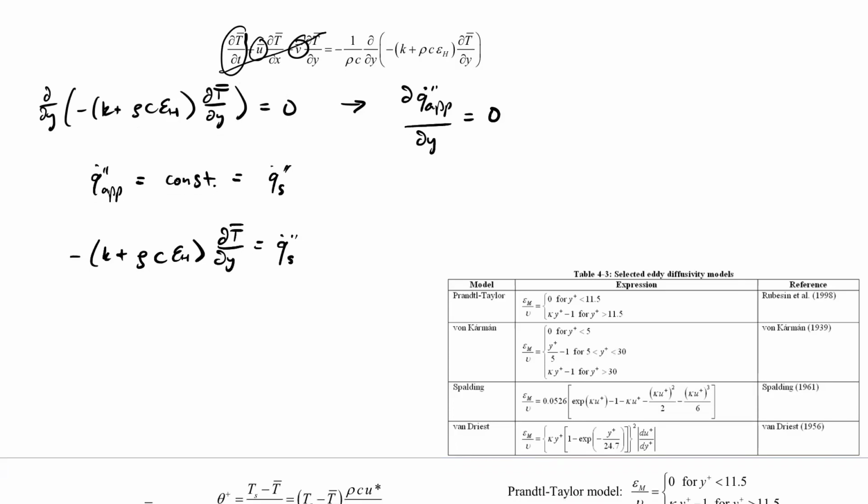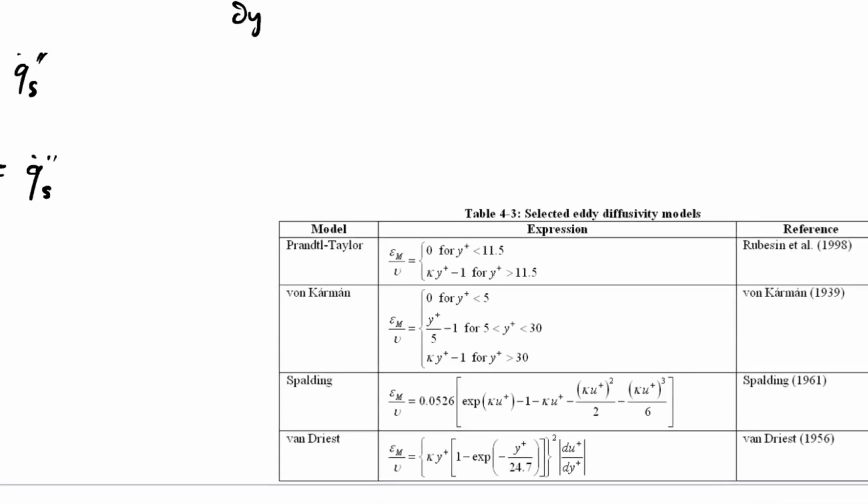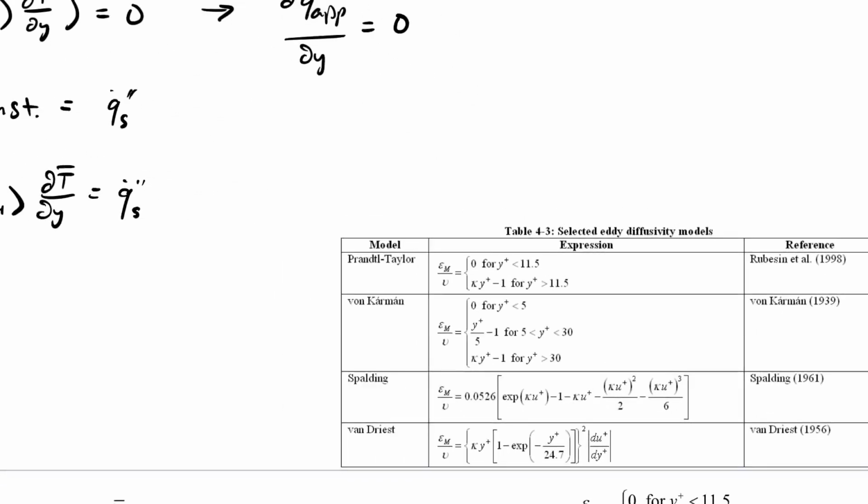We'll again use the same table. I'm not even giving you a different table here. This is exactly the same table. We will use this table for the temperature distributions, keeping in mind that epsilon sub h is equal to epsilon sub m divided by the turbulent Prandtl number. Right? And this turbulent Prandtl number is usually 0.91. I think I said 0.9 last time. It's usually 0.91. So unless you have reason to believe otherwise, that's what you use for that.